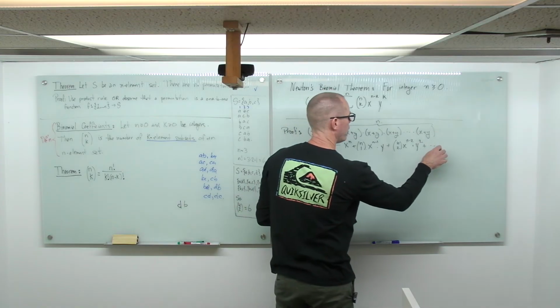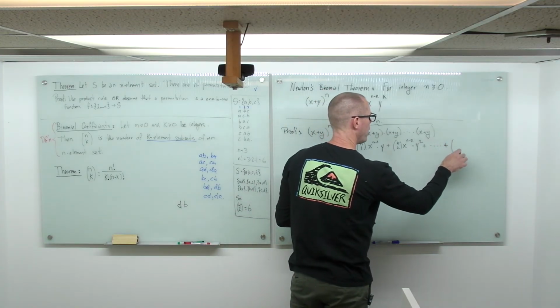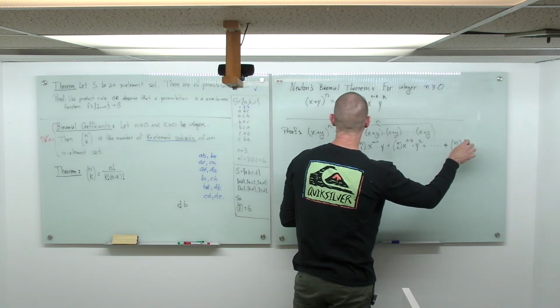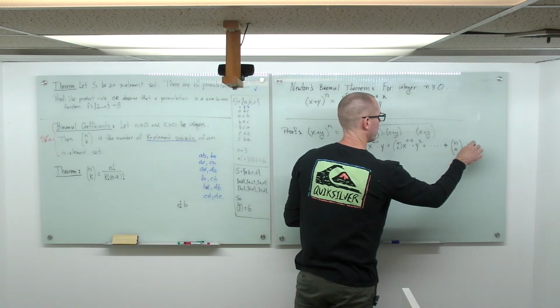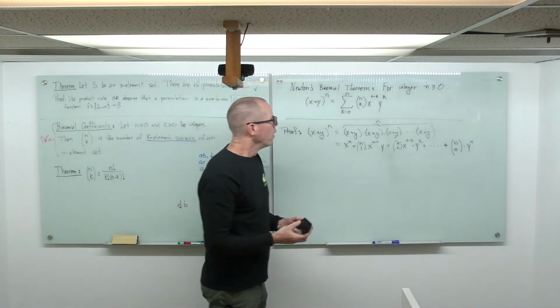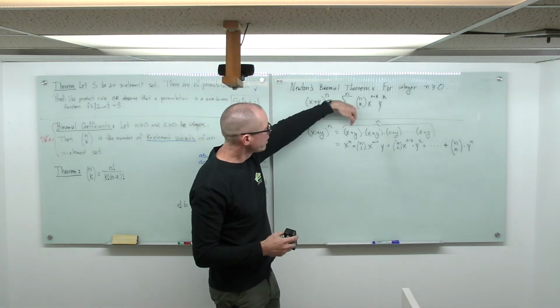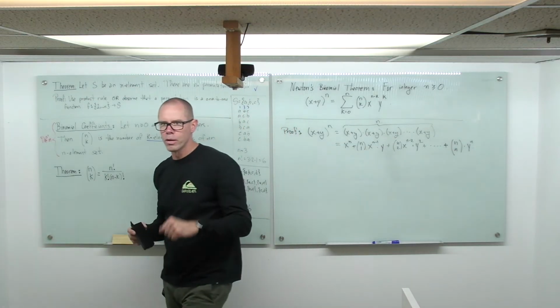And so on, right up until the end, when to get y to the n, the only way to get it is I have to choose y every single time. There's only one way to do that.